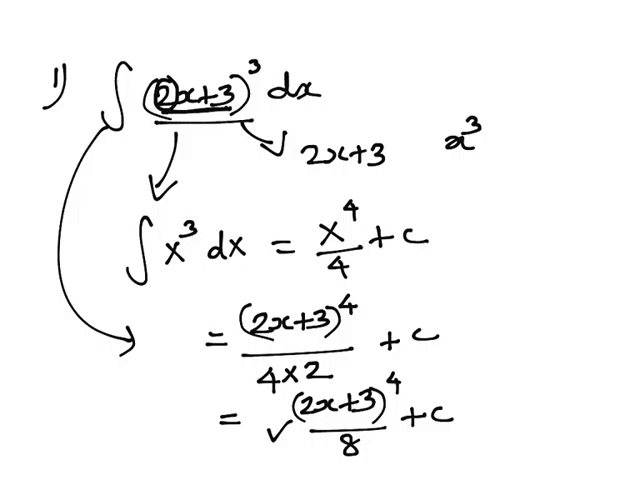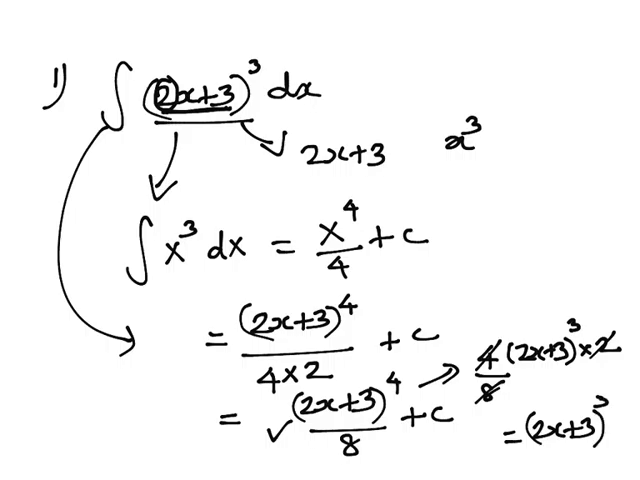Let me check. If I differentiate this, I'll get 4 times 2x plus 3 the whole cube multiplied by 2. So you can cancel, the 2 and 4 will become 8. So finally you'll get 2x plus 3 the whole cube. You can see that if I differentiate this function, then I'm getting this function. So obviously it means if I integrate this function, then the answer is this.